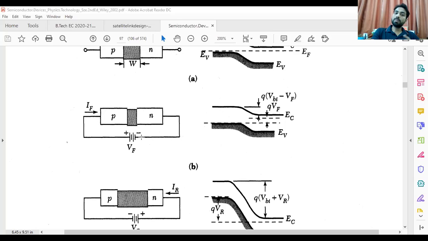Then the force is experienced, and they start moving towards the center. And that happens the same in this case also. So under these two conditions, we have the same situation, and in both conditions, they start moving towards the junction. But at the junction, there is a potential barrier which stops them. It says no, you cannot go from N to P and P to N because I have a potential barrier here which is opposing.